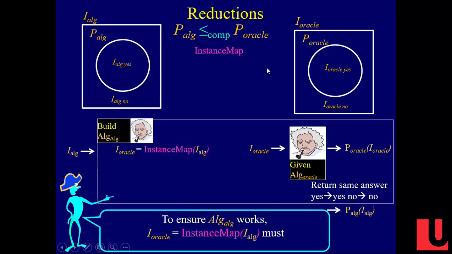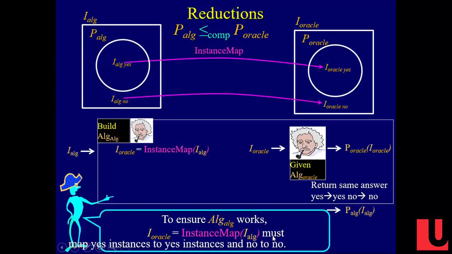Now, we have to prove that our algorithm works. How do you prove it works? Well, the instance map has to map yes instances to yes and no into no, right? That's what you have to prove. Given an instance over here, I don't know whether it's a yes instance or a no instance. But I have to map it over to something here, knowing that if this is a yes, then this is a yes. If this is a no, then this is a no. Right?